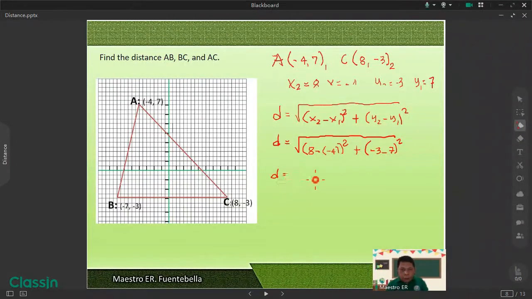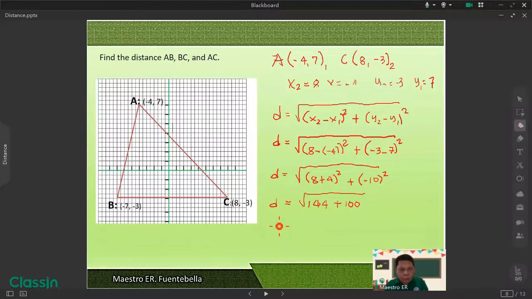So the distance now is equal to the square root of 8 plus 4 quantity squared plus -10 quantity squared. So the distance is equal to the square root of 12 squared, where 12 squared is 144, plus the square of -10 is 100.